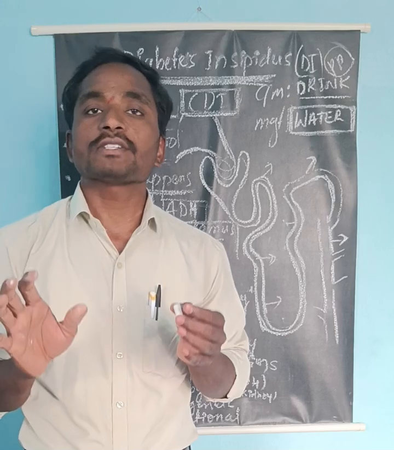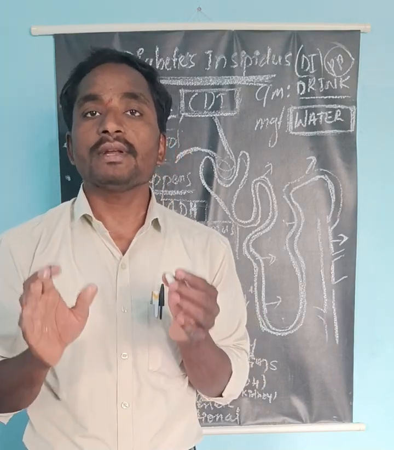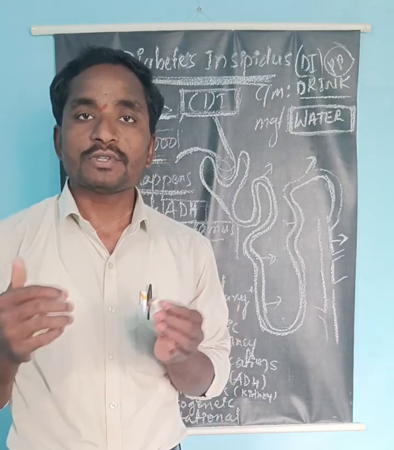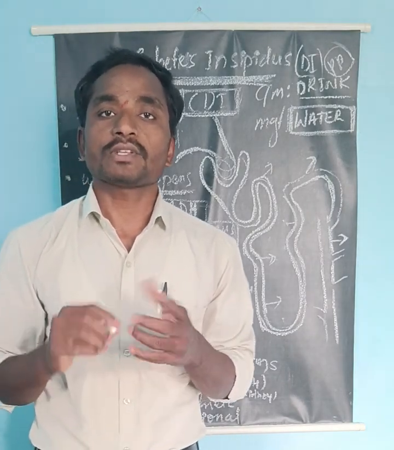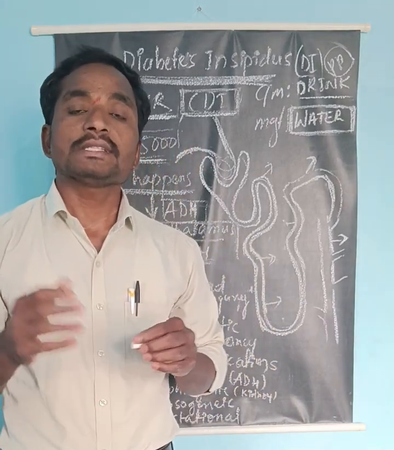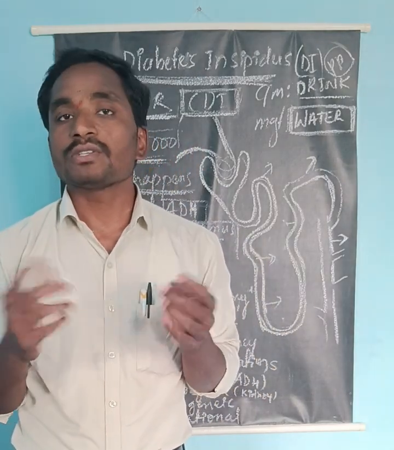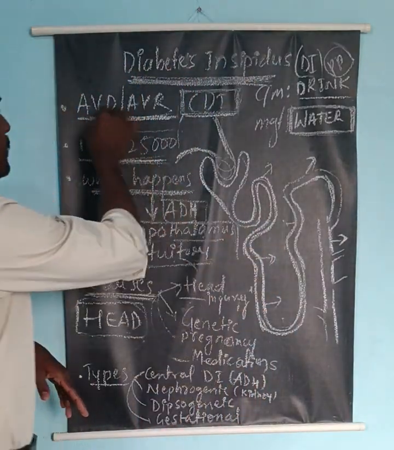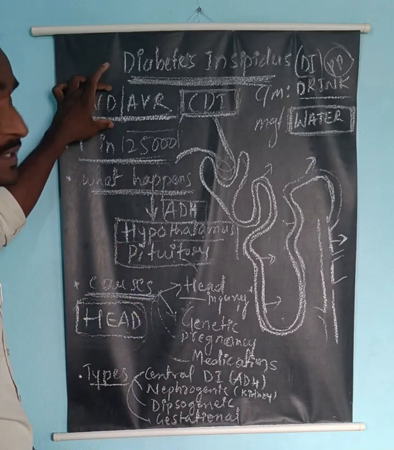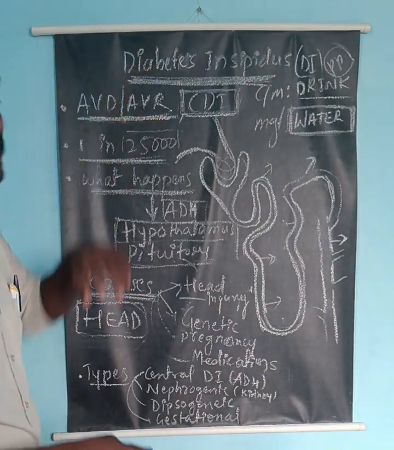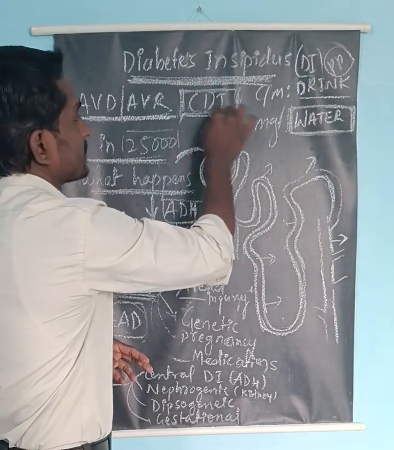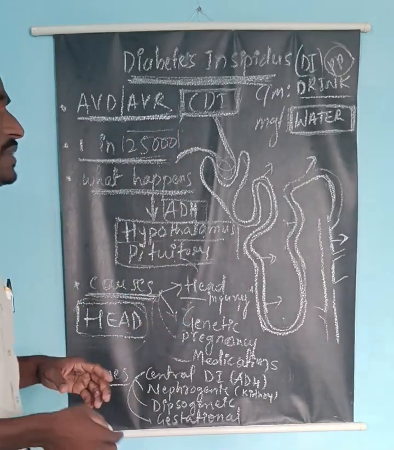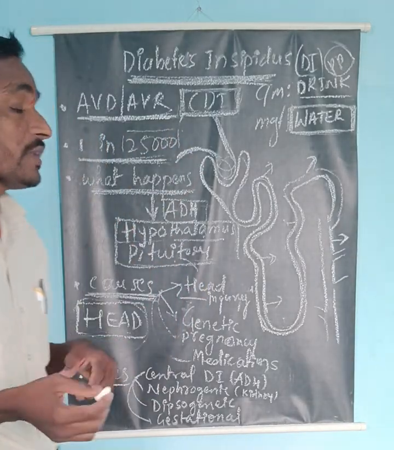One of the most important functions of the ADH hormone is to regulate the water balance in the body. Whenever the body needs it, the posterior pituitary gland releases vasopressin. If there is vasopressin deficiency, it may lead to a condition called diabetes insipidus. We also call it central diabetes insipidus, or vasopressin deficiency or vasopressin resistance.